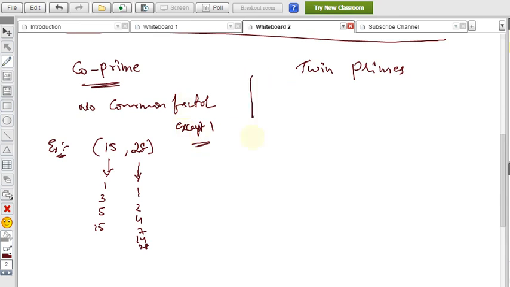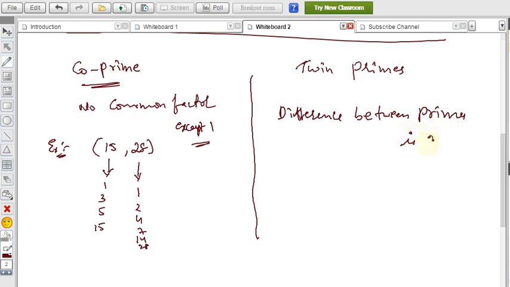When you come to twin primes, the difference between the prime numbers is 2. So in the twin primes concept there should be prime numbers. For example, 3 comma 5 are twin primes. Both are prime numbers and the difference between the prime numbers is 2.